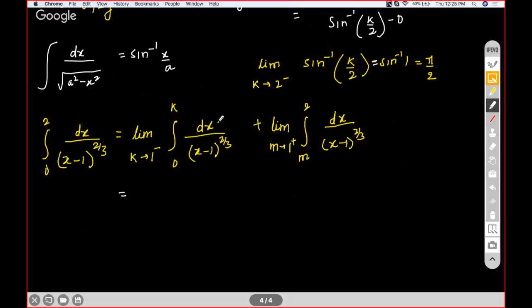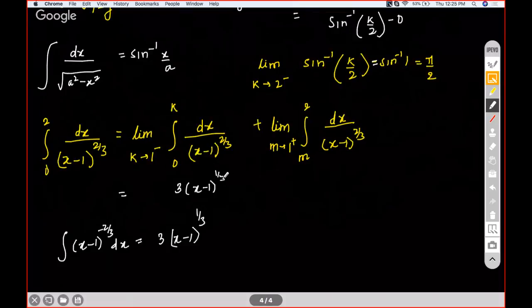Are you facing a problem integrating this? No. So, integration of (x minus 1) to the power minus 2 by 3, you just have to follow the power rule, right? Yeah. It becomes this, correct? So 3(x minus 1) to the power of 1/3, you are integrating it from k to 0, putting the limit. Same thing for this one, with minus 1, 3.